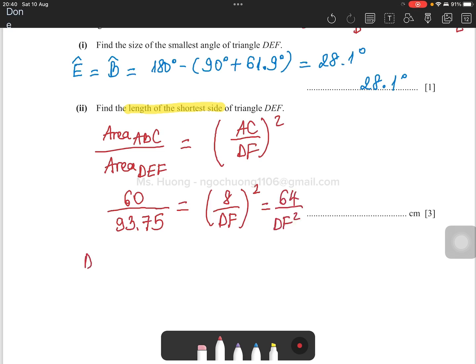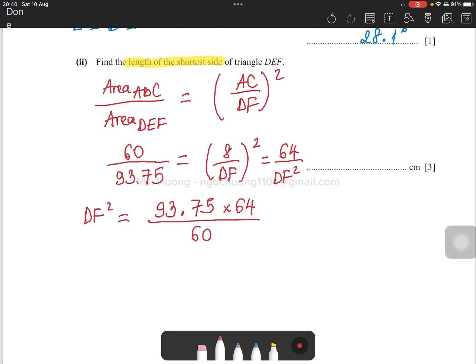So DF squared is equal to 93.75 multiplied by 64. Then we divide it by 60. And this is equal to 100. Then to find the value of DF, we'll take the square root of 100, which is 10. And the answer is 10 centimeters.